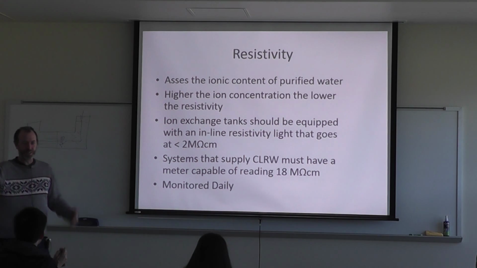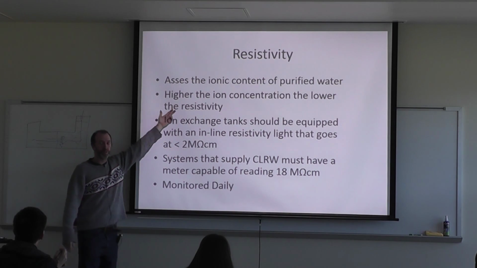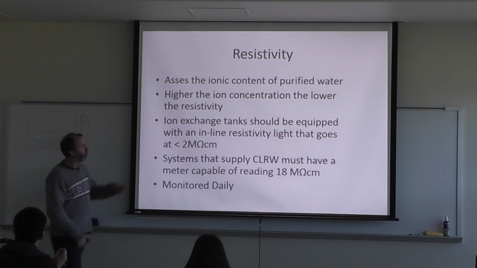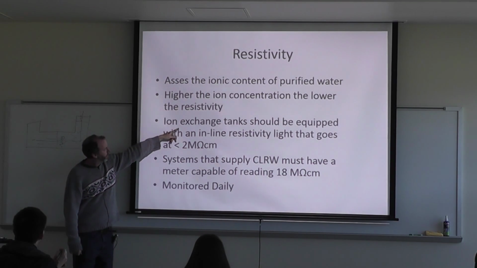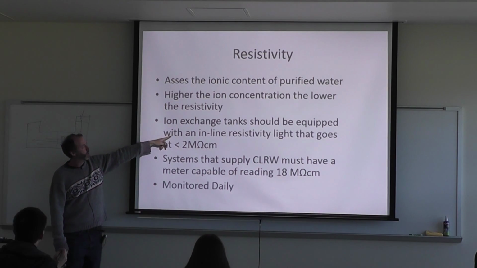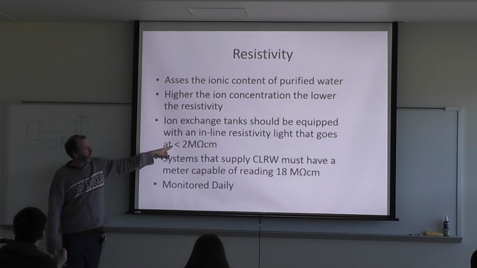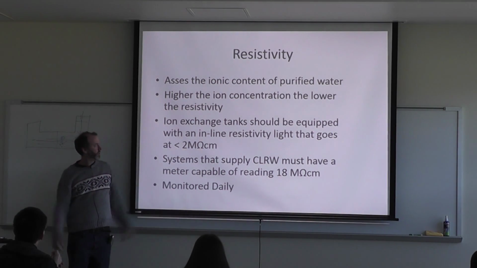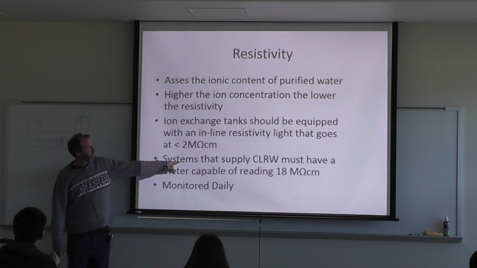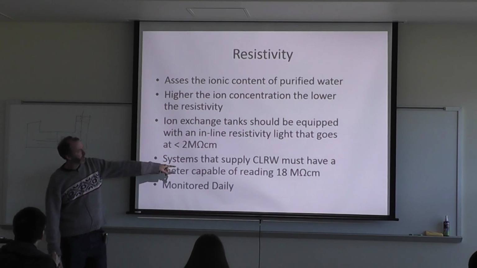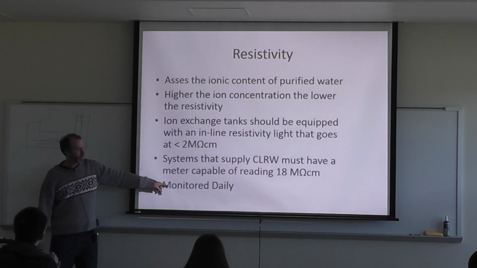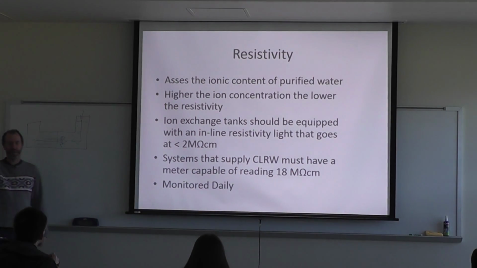So we just checked that, and what that does is it assesses the ionic content of the purified water, right? So the higher the ion concentration, the lower the resistivity. Ion exchange tanks should be equipped with an inline resistivity light, and we saw those lights. They go off at less than 2 megohm-centimeters. Systems that supply clinical laboratory reagent water must have a meter capable of reading at least 18 megohm-centimeters, and that's monitored daily. And we had that.